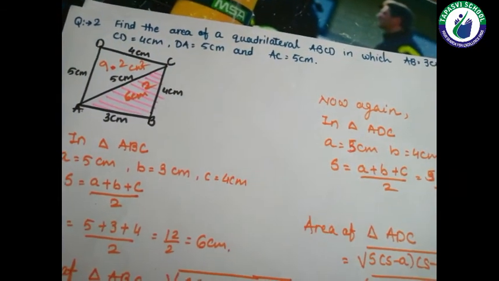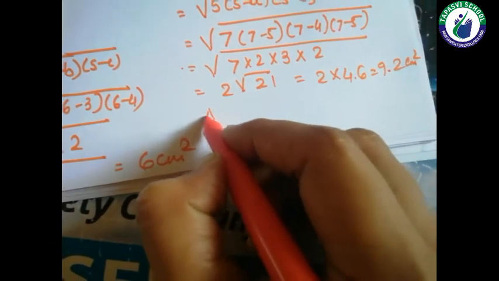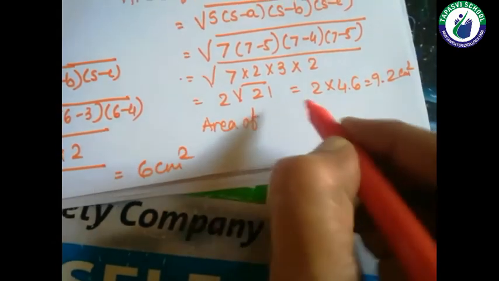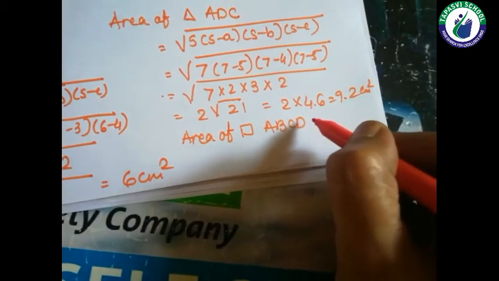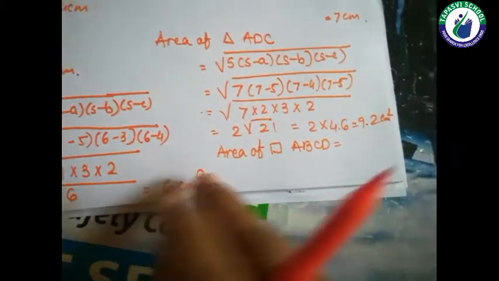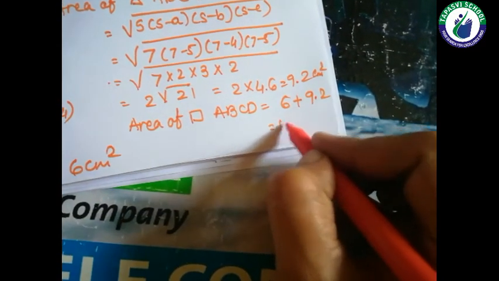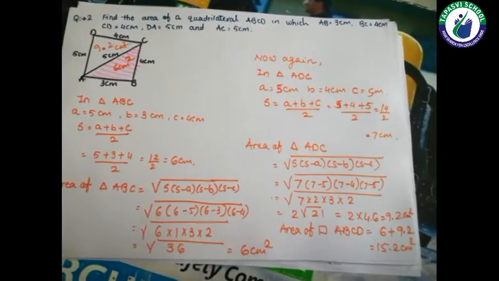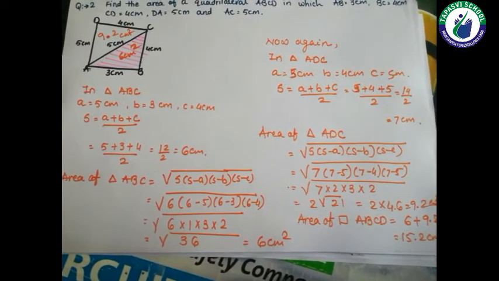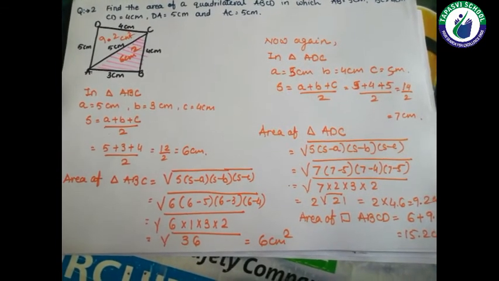Now add them both, so we will get the answer for this quadrilateral. So here area of quadrilateral ABCD is equal to 6 plus 9.2, that is 15.2 centimeter square. So in this way, students, we will get the answer of the quadrilateral.